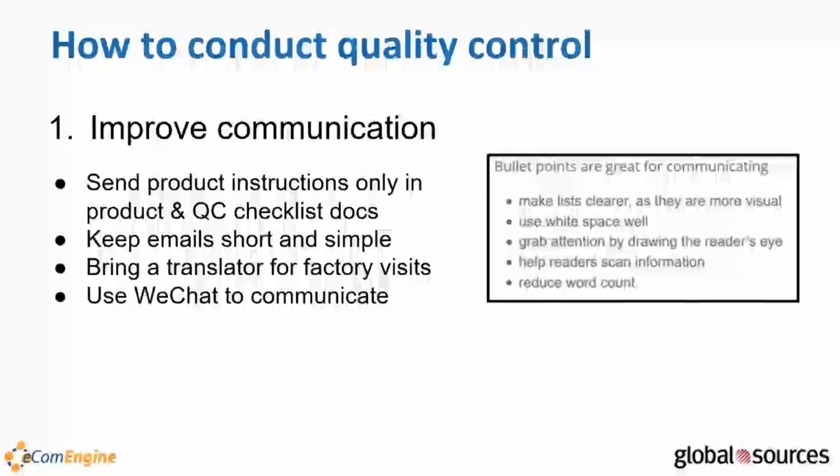First of all, your product specifications, technical details, and other instructions to the supplier should only be communicated via a product or QC checklist. Avoid giving them information in multiple emails. Sales reps at factories are often dealing with multiple clients at the same time, and it's very easy for them to miss an email or two from buyers.